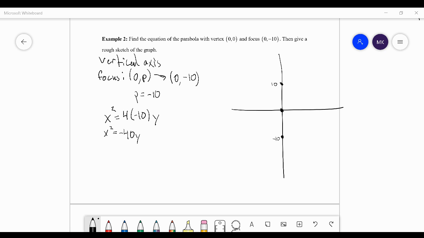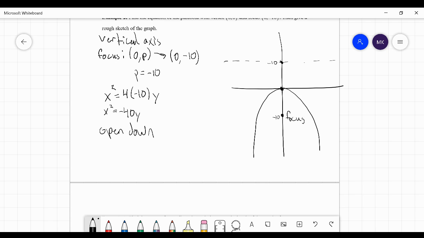So, as I was saying, since p is negative 10 and the negative axis is down, this is going to open down. Okay, so we know our vertex, we know our focus, we have our directrix, and our graph opens down.